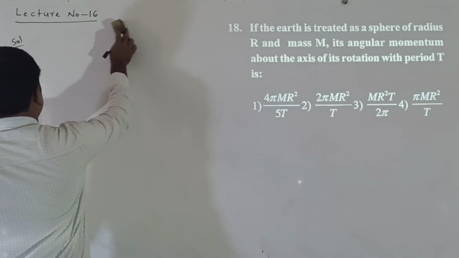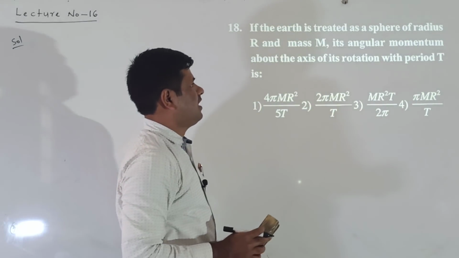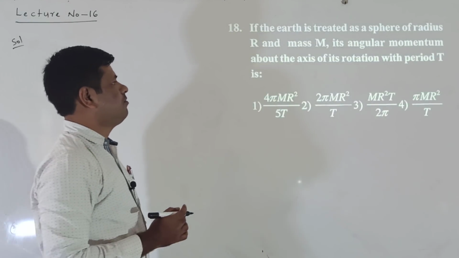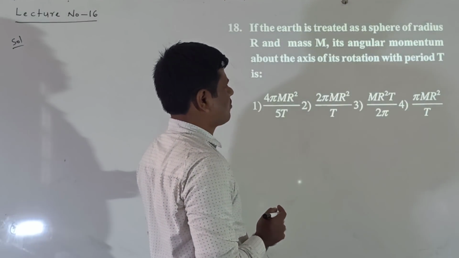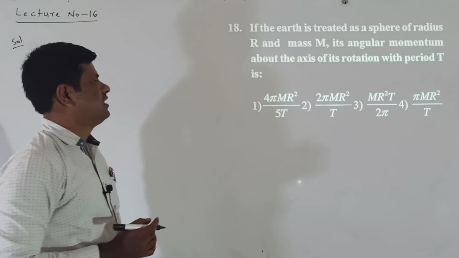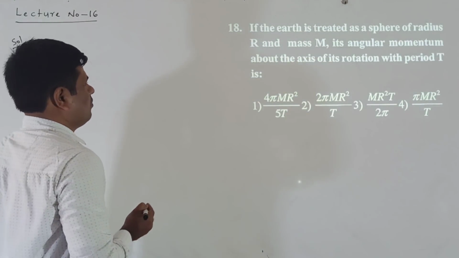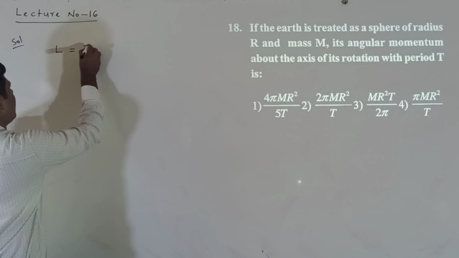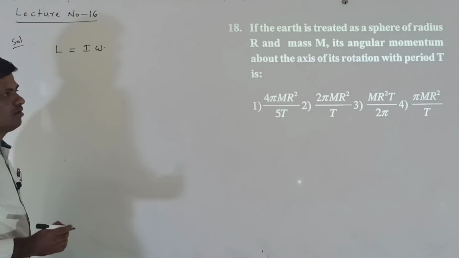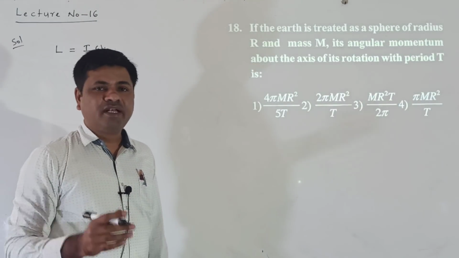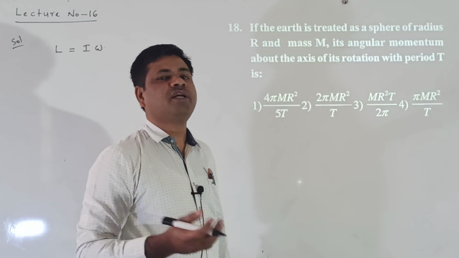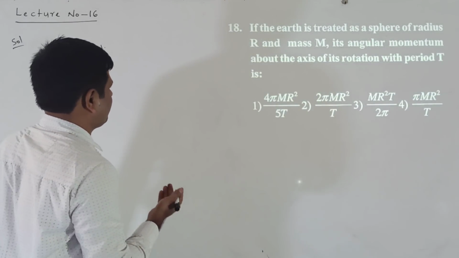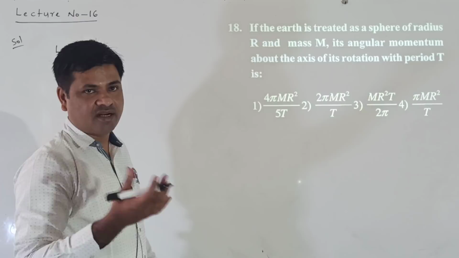Next, if the earth is treated as a sphere of radius r and mass m, its angular momentum about the axis of its rotation with a period T is. Now the angular momentum is asked in this question. Angular momentum formula, L is equal to I omega. Now the moment of inertia about its axis of the sphere. Earth is taken as a sphere here, which means a solid sphere.